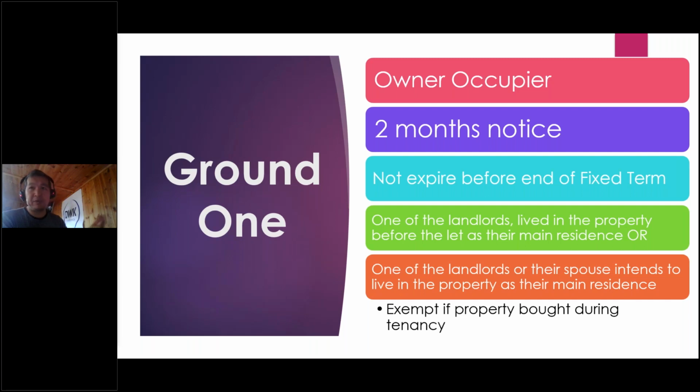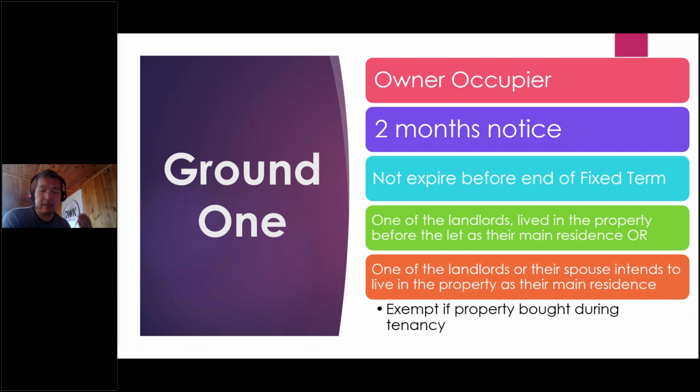So it can't expire before the end of the fixed term. The green box is the important box in terms of the terms and conditions. So one of the landlords lived in the property before the let as their main residence. So if you can prove that, that's all you need to prove.